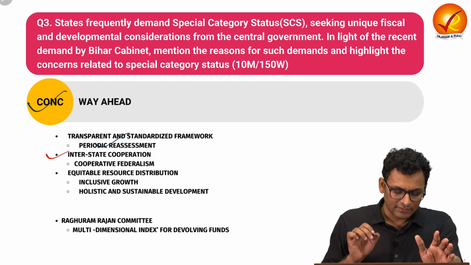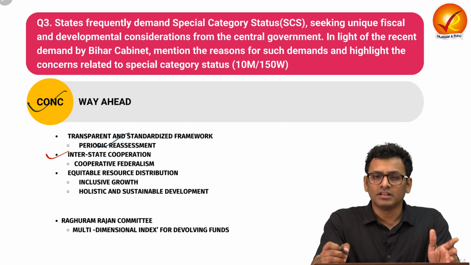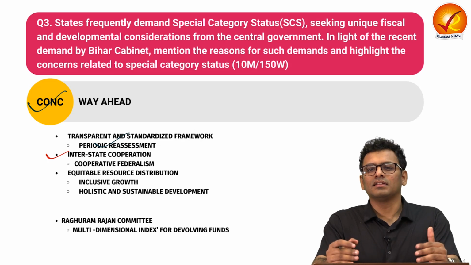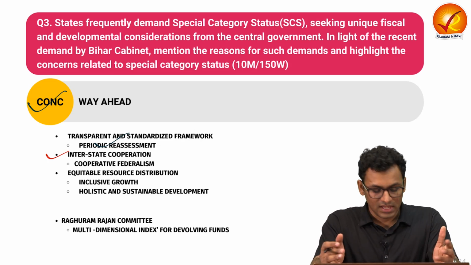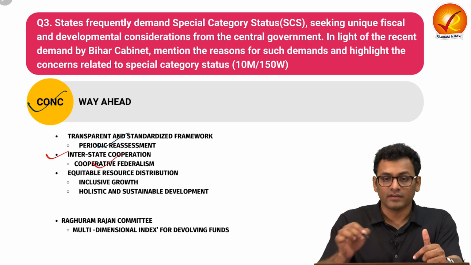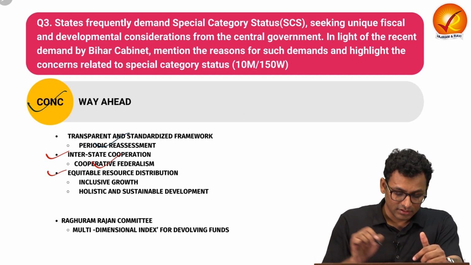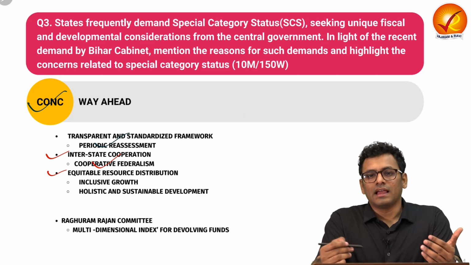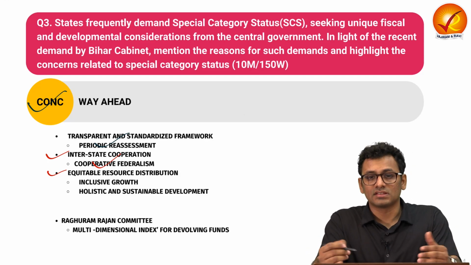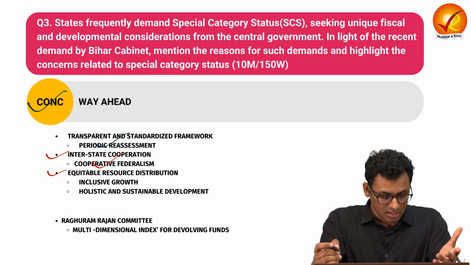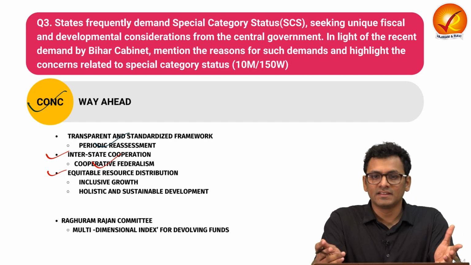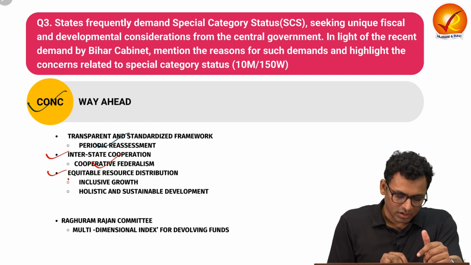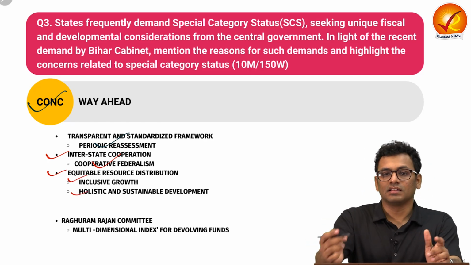The next is you can leverage interstate cooperation to ensure that different states can understand the asymmetry in development and help each other. Over here we are talking about cooperative federalism. The next is equitable resource distribution. Now, at the end, when any state is demanding special category status, they want to ensure there is equitable resource distribution so that every state can develop the region. So over here we are talking about inclusive growth, holistic and sustainable development.